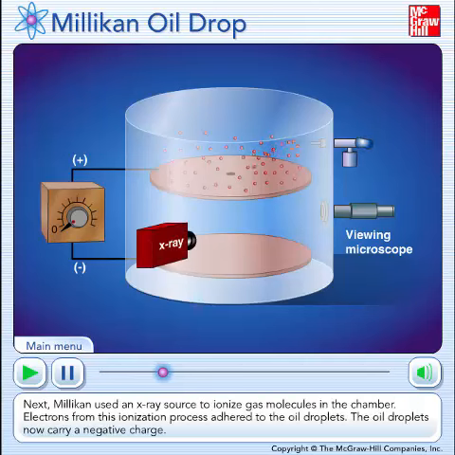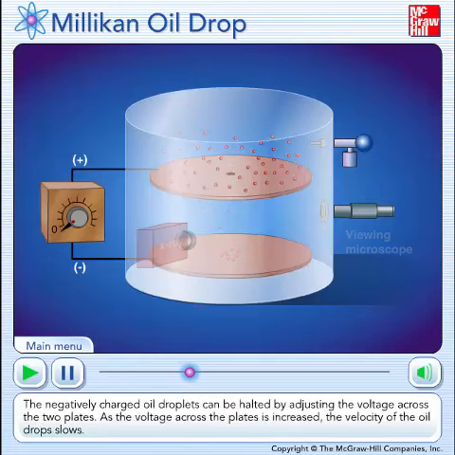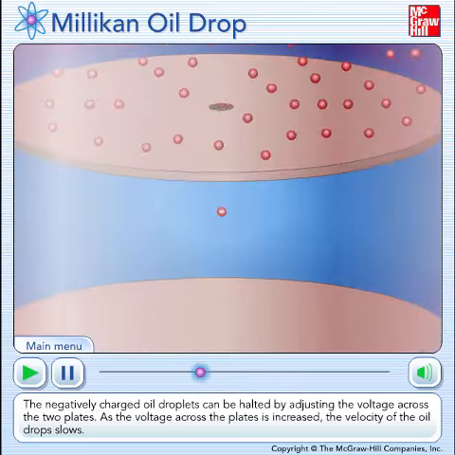Next, Millikan used an X-ray source to ionize gas molecules in the chamber. Electrons from this ionization process adhered to the oil droplets. The oil droplets now carry a negative charge. The negatively charged oil droplets can be halted by adjusting the voltage across the two plates.